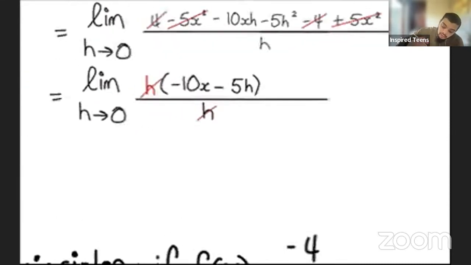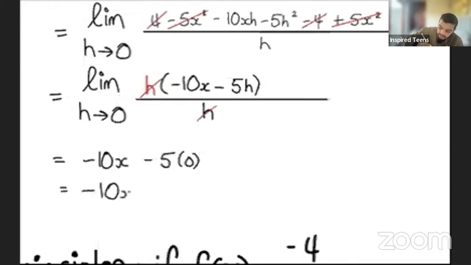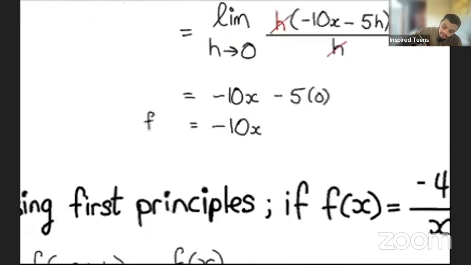Now what I can do is substitute 0 for h. So I ignore the limit. This is the final step where I do not write lim as h approaches 0. I just substitute h as 0. So when you substitute it, you get rid of it, right? Negative 10x minus 5 into 0. And that gives me my first derivative function as negative 10x. This is my first derivative function as the final answer.